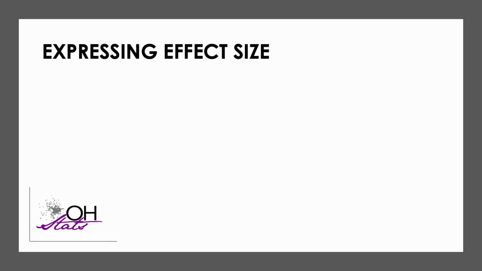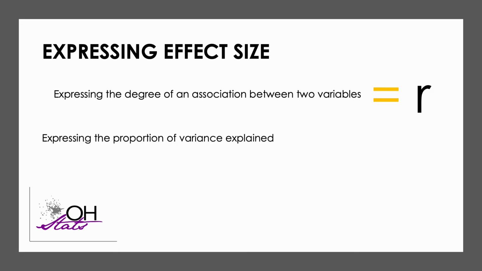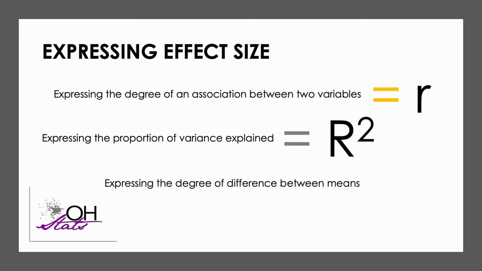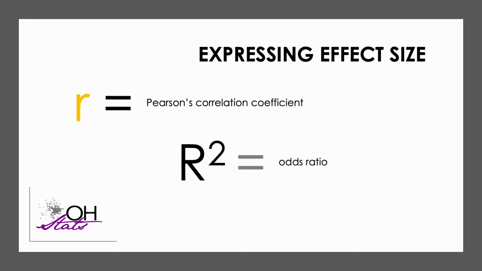There are a number of ways to express effect sizes. Expressing the degree or the strength of an association between two variables is expressed as the R, although for those experimental researchers out there, the R can also be a measure of the strength of an experimental effect. Expressing the proportion of variance explained is expressed as R squared, whereas expressing the degree of difference between means is expressed as D. The R is the Pearson's correlation coefficient. R squared represents the odd ratio, and D represents Cohen's D.